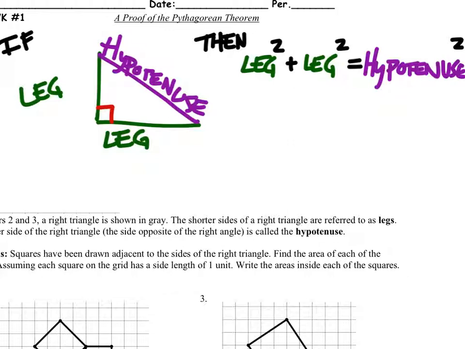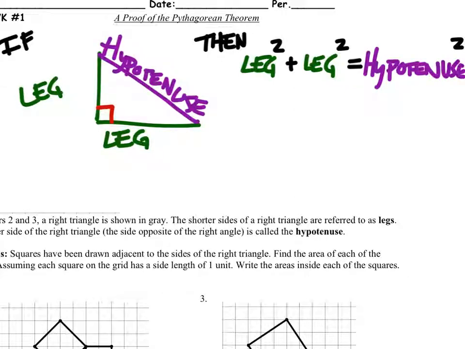So we're going to demonstrate this here in the next example. It's not that the lengths of the legs added together would give us the hypotenuse; it's that if we square them, then it works. So I'm going to change these into squares, and that's this next part. Squares have been drawn adjacent to the sides of the right triangles. Find the area of each of the squares. Assuming each square on the grid has a side length of 1 unit, write the areas inside each of the squares.